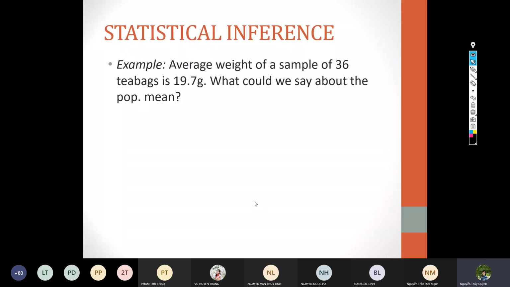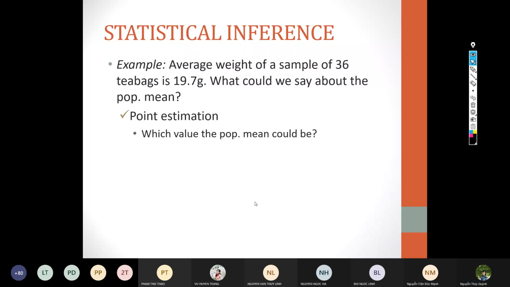All right, there are two tasks that we want to mention here: the estimation and the hypothesis testing. For estimation, we have point estimation. We can use the sample statistic to estimate the population parameters. We say that the average weight of all tea bags manufactured by this company can be 19.7 grams, like the sample mean. That is the point estimation.